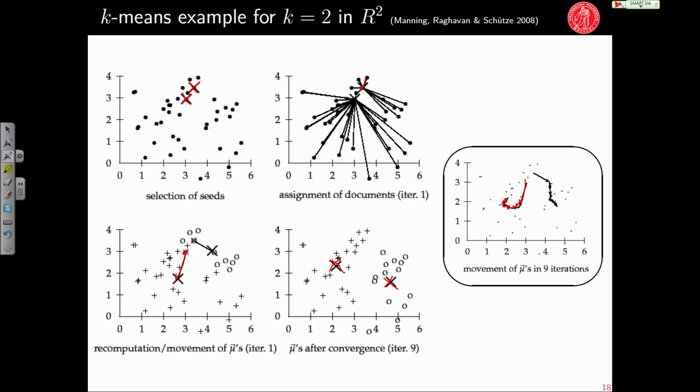Can you link this process with the algorithm? Do you see why it's the case that the centroids are changing?